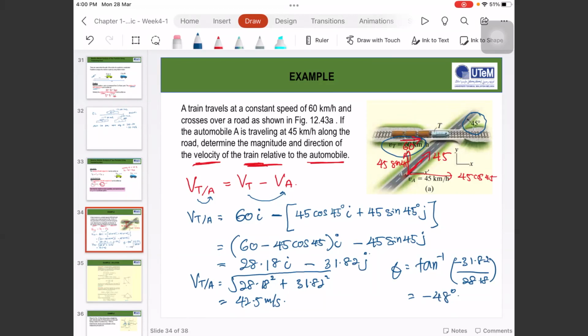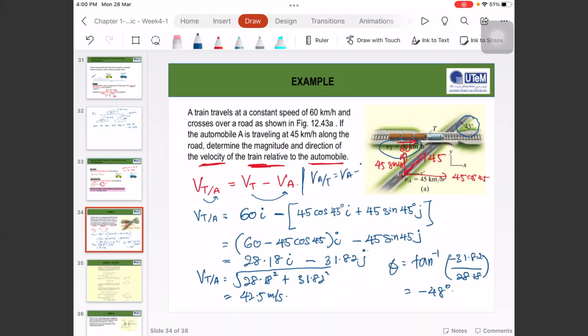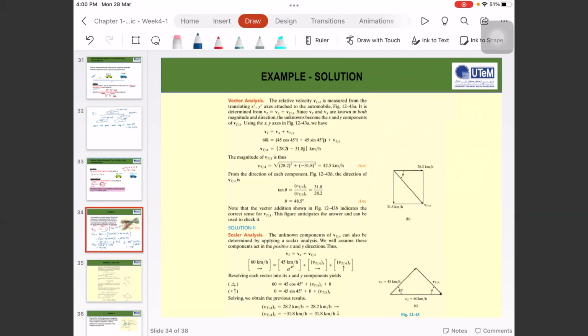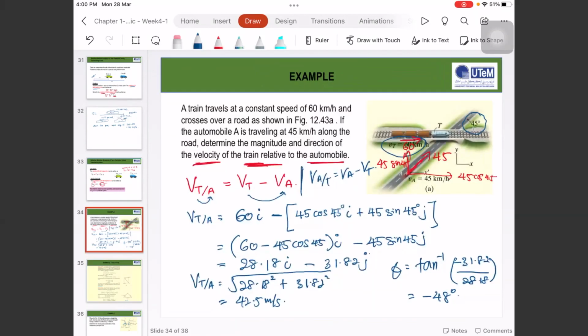Kalau ditanya what is automobile relative to train, VA slash T is VA minus VT. Okay, contoh lah, kita tengok panjang sikit lah, yang ni sikit je. Ni benda yang sama lah. Okay, the same thing.